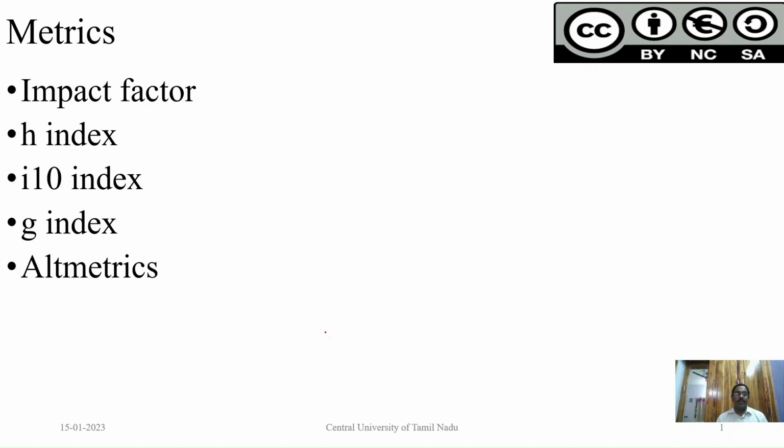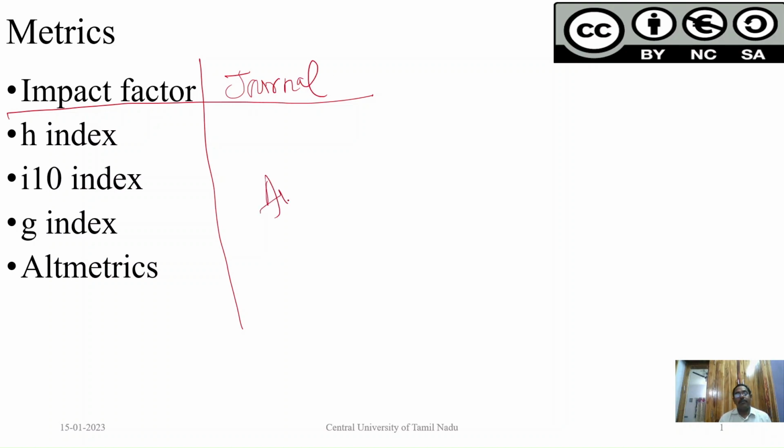Impact factor, H index, i10 index, G index, and altmetrics. These are the metrics used in educational researches. The distinction among these metrics is that the first one is for the journal alone. The rest are for authors. So impact factor is the journal metric. H index, i10 index, G index, and altmetrics are for authors.